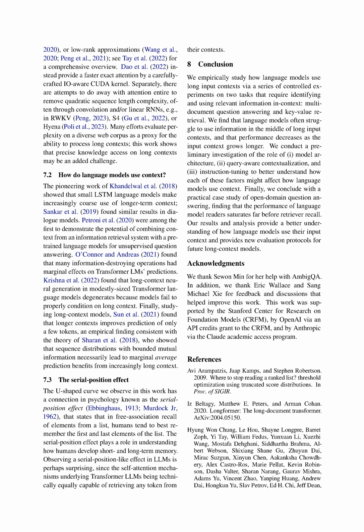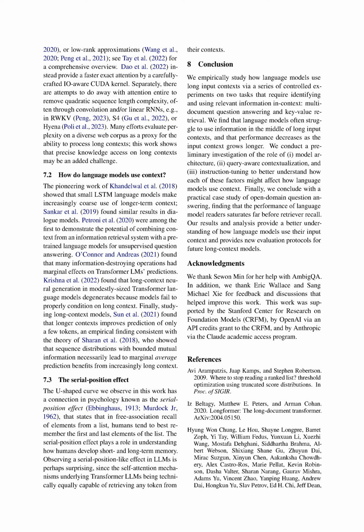This effect explains the tendency of humans, when asked to recall elements from a list freely, to best remember the first and last elements of the list. This phenomenon is crucial in understanding how humans develop short and long-term memory. The presence of a serial position-like effect in long-context language models might be surprising, considering that the self-attention mechanisms underlying transformer long-context language models are theoretically equally capable of retrieving any token from their contexts.